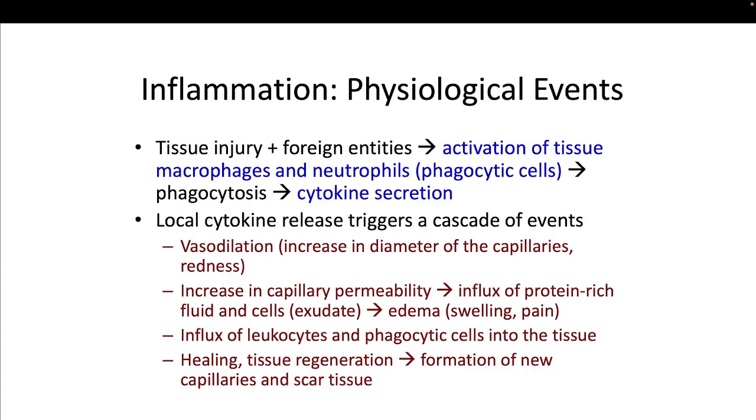Edema is nothing but increase in the capillary permeability. Along with diameter, its permeability will also increase. This will bring in a lot of protein-rich fluid and cells, which are your immune cells, your leukocytes, and this actually causes swelling and pain, which is known as edema.